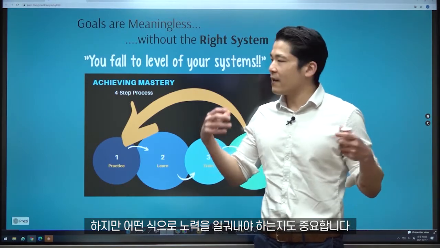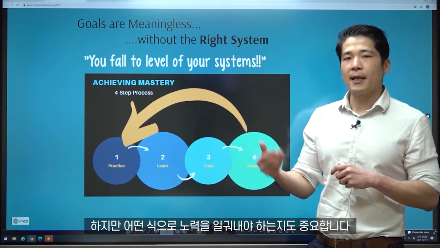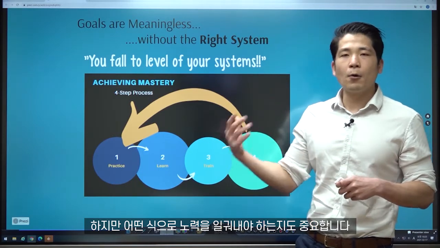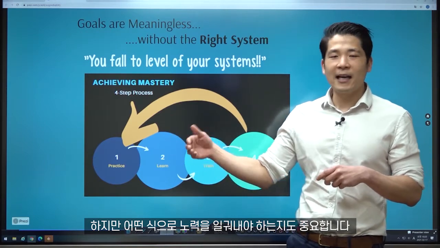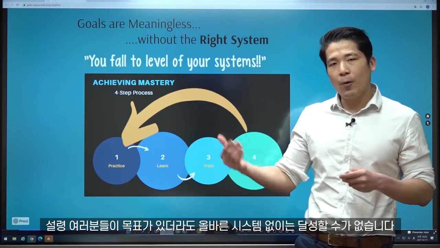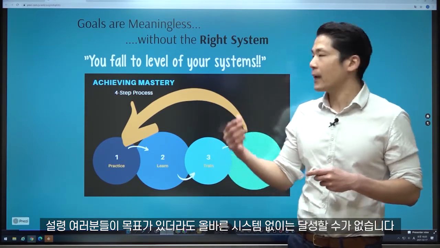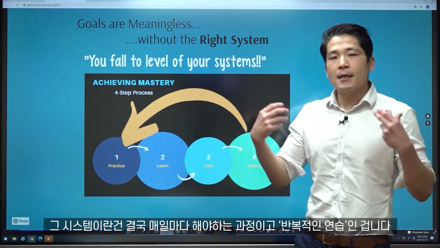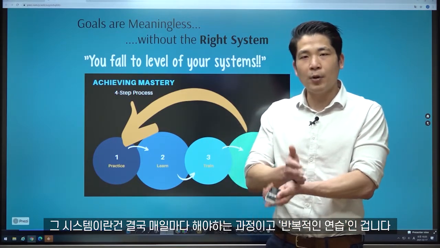One of my favorite quotes is, goals are meaningless without the right systems in place. You can have all the goals in the world that you want: I want to win the gold medal, I want to get a perfect score on the ACT English test. You can have every single goal, but you won't be able to achieve any of them if you don't have the right systems in place. Now, the systems are the day-to-day processes, the day-to-day work that you put in.